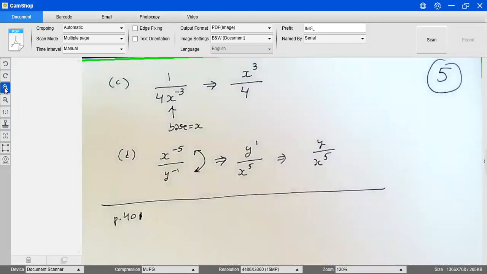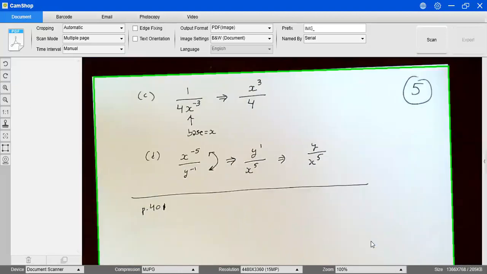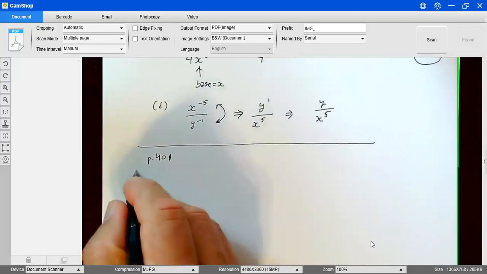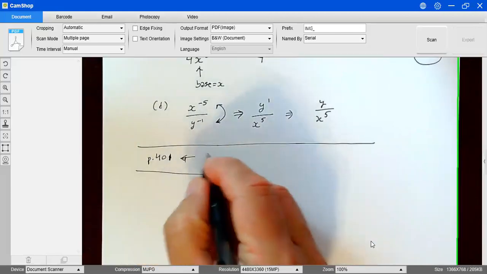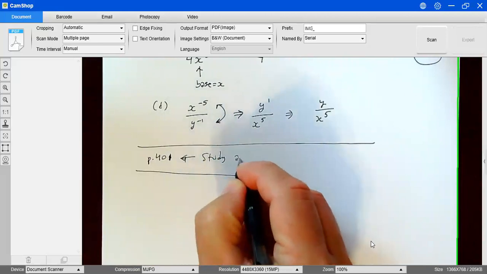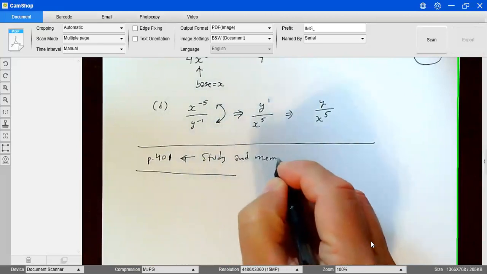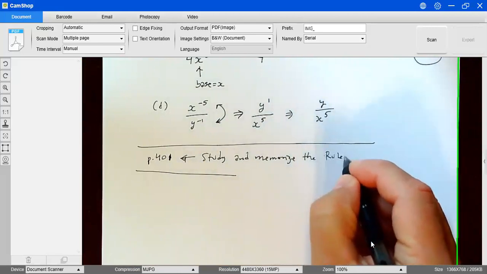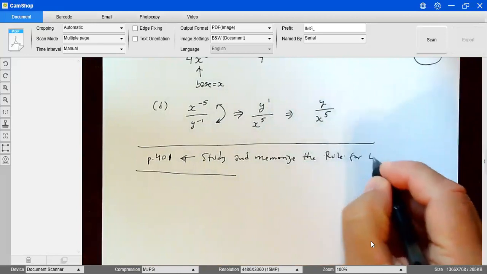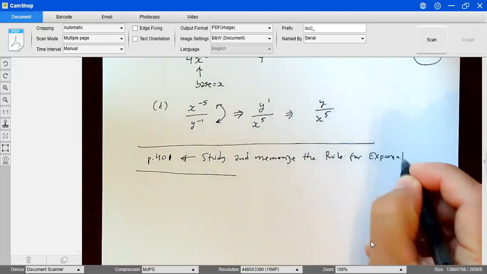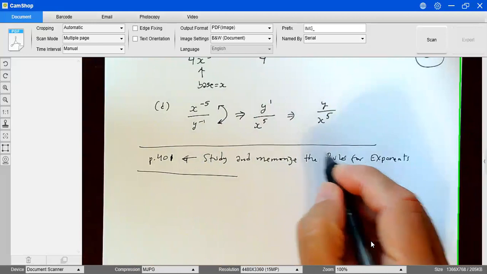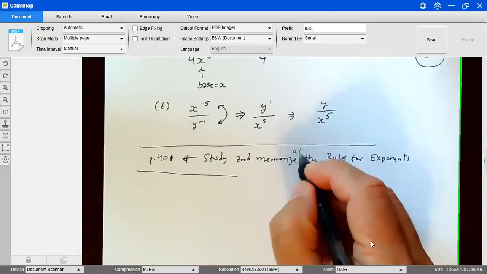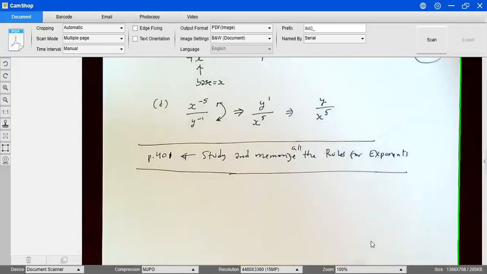So I'm going to work on example 3. So let's see. We need to write here example 3. So study and memorize the rules for exponents. All the rules that are here in that green box.